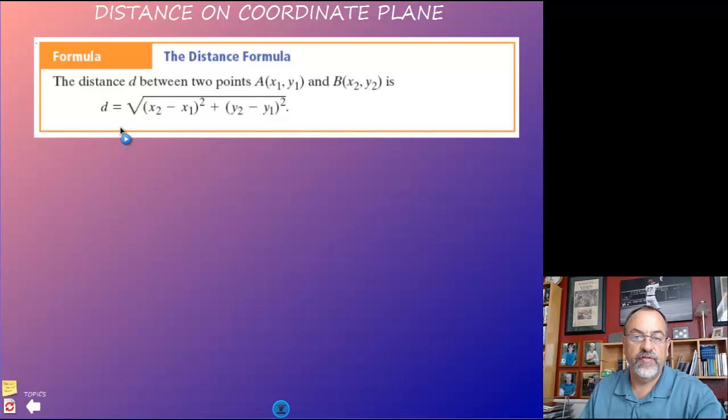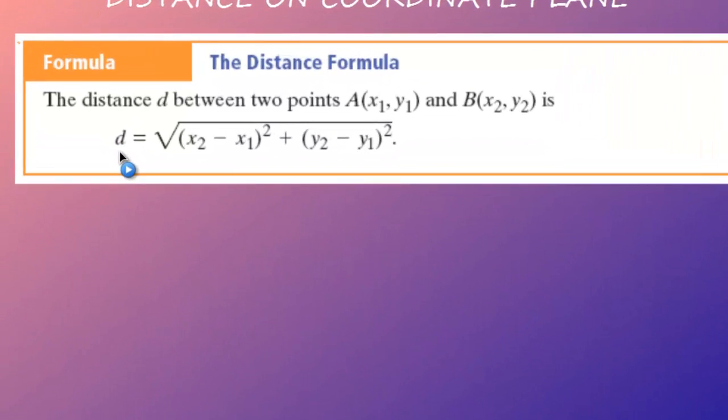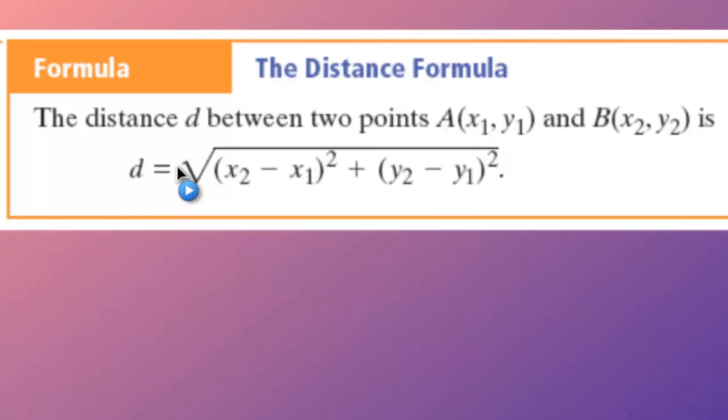Now this is the distance formula, and you're going to need to memorize this, so write it down and make sure you work on memorizing it. The distance between 2 points, that's what this little d represents, is the square root of, and then in parentheses you subtract the x coordinates of the 2 points and square it.